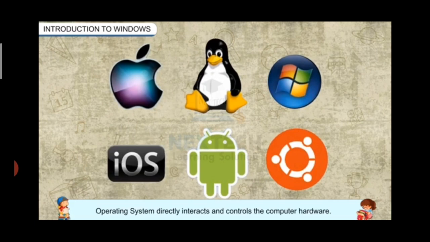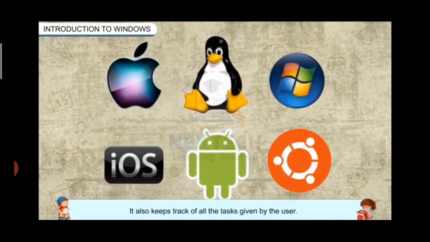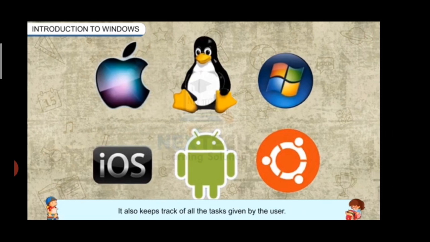For example, by using the mouse, we give instructions to the operating system or the computer so that it will work. It also keeps track of all the tasks given by the user. As I said, we give input to the computer by using mouse or keyboard. So it keeps track of all the tasks given by the user. Operating system manages all the things, whatever input we give, whatever output we get. All these things are managed by an operating system.